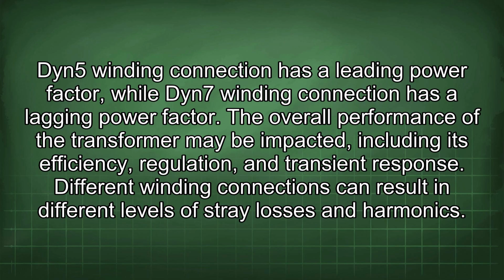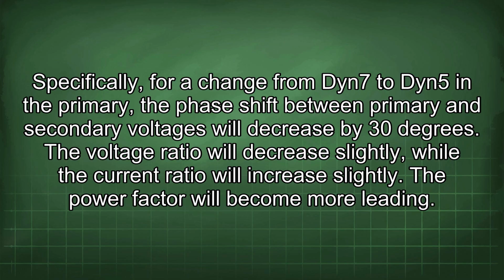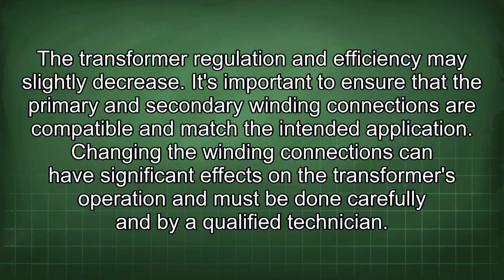The overall performance of the transformer may be impacted, including its efficiency, regulation, and transient response. Different winding connections can result in different levels of stray losses and harmonics. Specifically, for a change from Dyn7 to Dyn5 in the primary, the phase shift between primary and secondary voltages will decrease by 30 degrees. The voltage ratio will decrease slightly, while the current ratio will increase slightly. The power factor will become more leading. The transformer regulation and efficiency may slightly decrease.